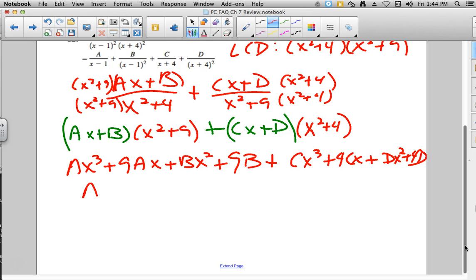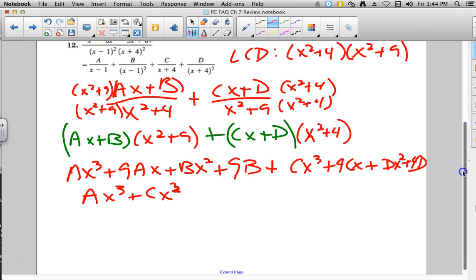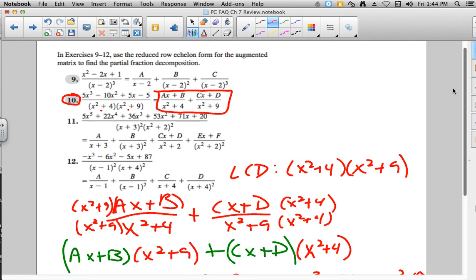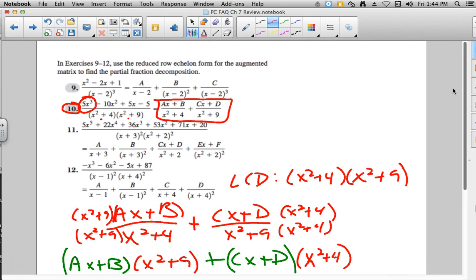And then, looking back at the problem, we find out what our x³ terms need to equal. Well, they have to equal 5. Our x² terms have to come out to negative 10. Our x terms have to come out to 5. And our constants to negative 5.